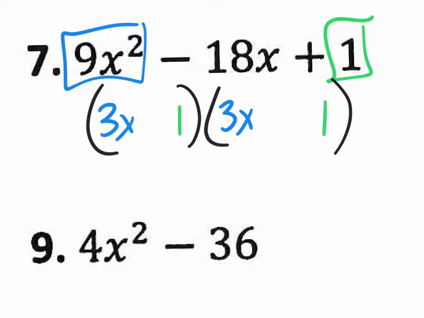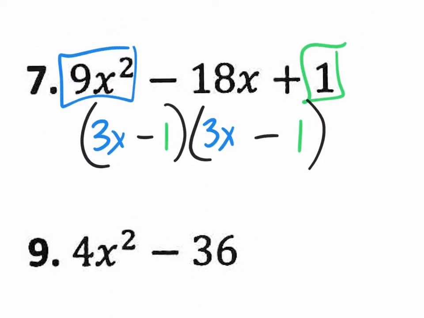What signs do you guys think based on this middle term? This middle term is a negative 18. So negatives, right? So you're going to have a negative there and a negative there. Now you're supposed to double check it and make sure that it works, okay? So let's actually double check it. How do you double check?